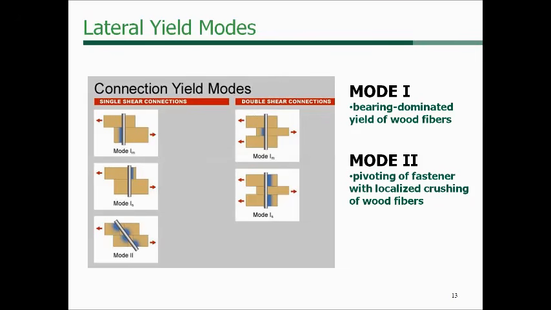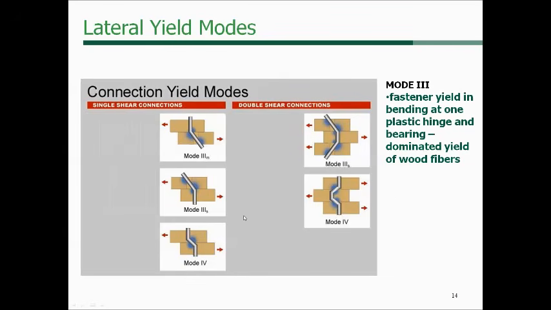Mode 2 then is a pivoting of the fastener with localized crushing. So we still have a large enough, stiff enough dowel that it's not yielding yet, like we'll see in a second. And so we've got localized crushing here, you see in blue on the edges of the wood members. And so that's characterized as a mode 2. And we've seen all of these yield modes borne out in the testing that was done to develop this methodology.